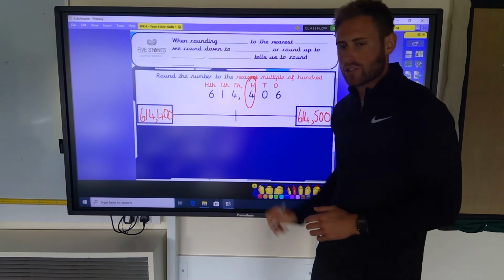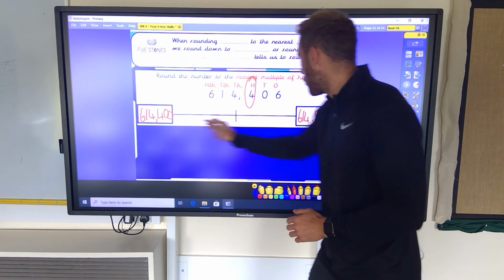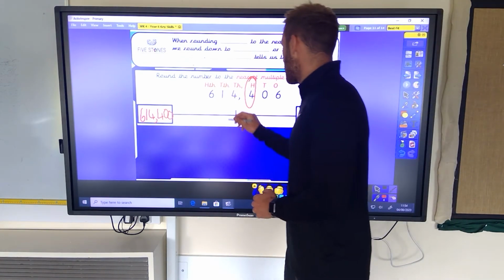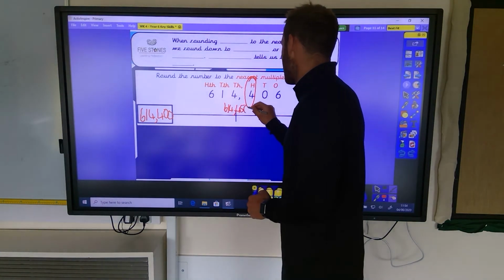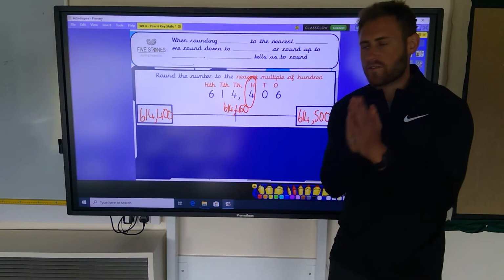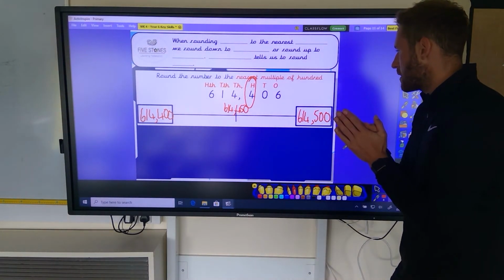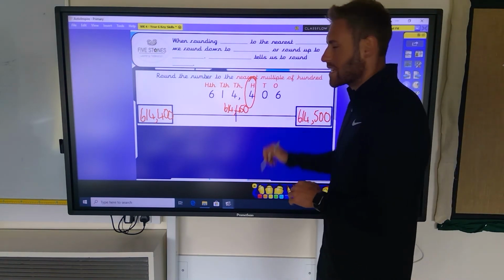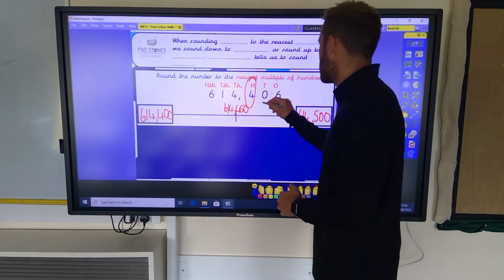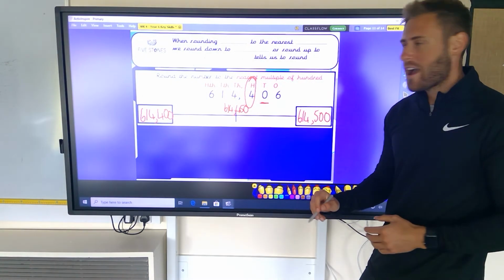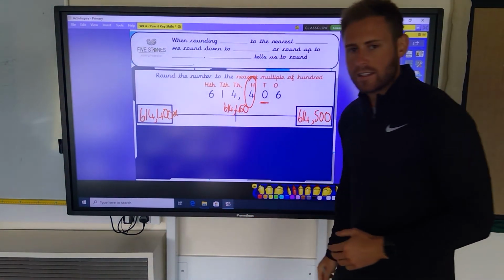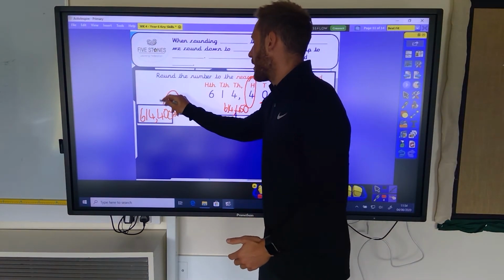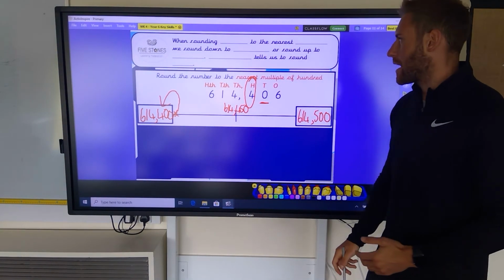What's going to be our midpoint between 400 and 500? It's going to be 614,450. Midpoint is 50. Great. So then I need to look at how many tens I have. Have I got 5 tens like the 50 says? Actually, I've got no tens, meaning I'm so close to this side, I know I need to round down.